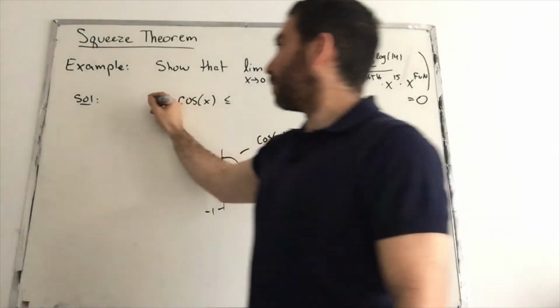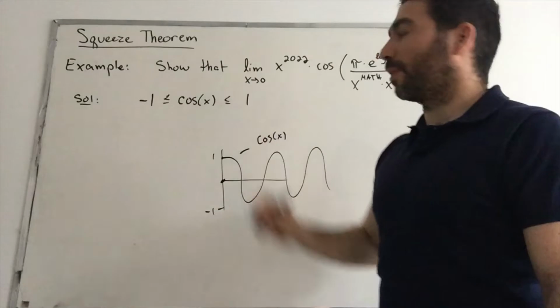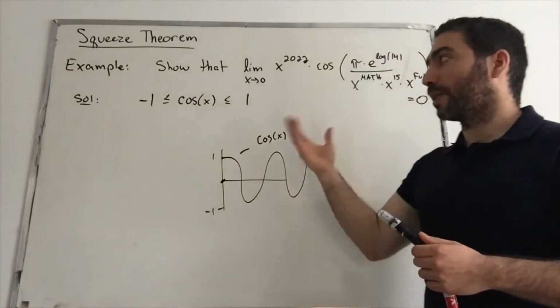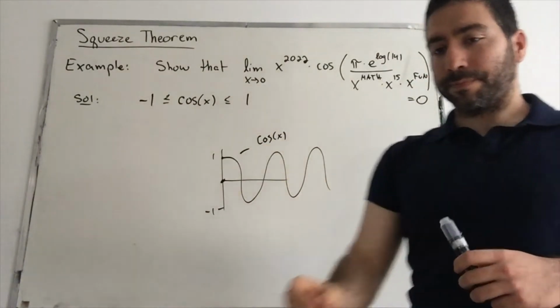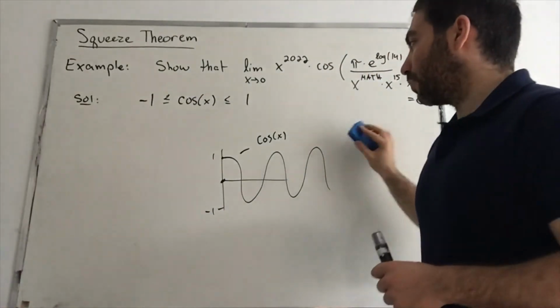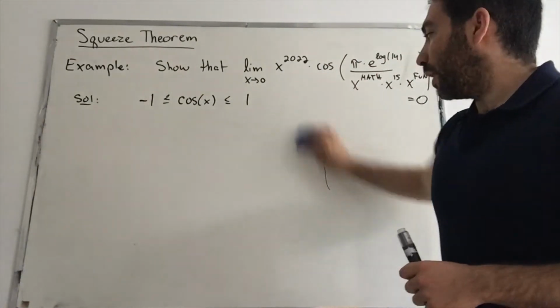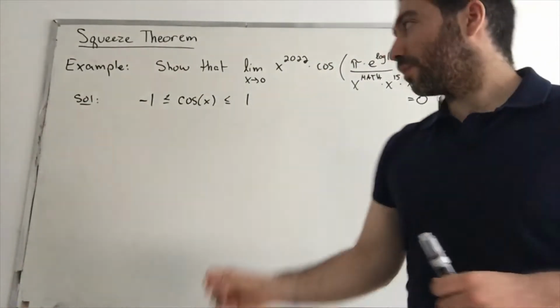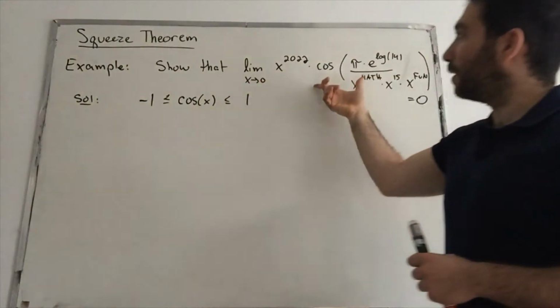So cos of x is bounded below by -1 and bounded above by +1. This is always the argument that we start off with. Okay. So we know that to be true. And what we're going to do is we're going to build towards what we have here.